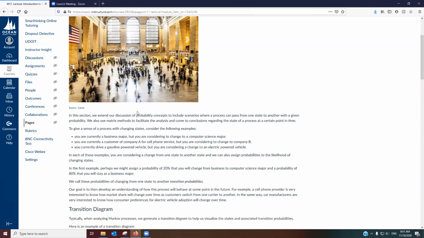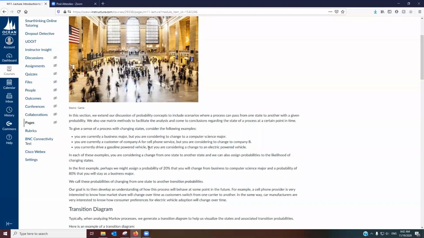Here's some examples. Let's say you're a business major, but you've been thinking about changing to computer science. Let's say right now you're a customer of Verizon for cell phone service, but you're thinking about changing to T-Mobile. Maybe you're driving a gas-powered vehicle, but you've been thinking about purchasing a Tesla, an electric vehicle. So in each of these examples, we want to change from one state to another or from one condition to another. And what we'd like to do is use probabilities to assess this.